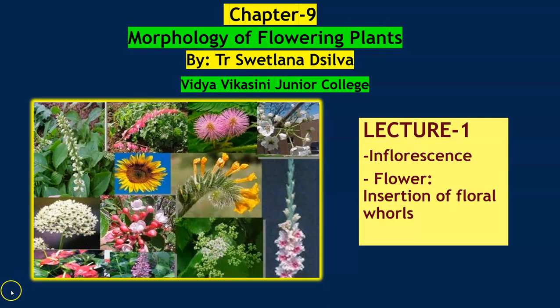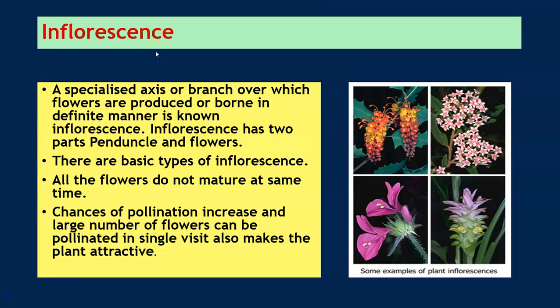So let's begin. Now students, let us understand what is inflorescence. Have a look at this image here. These are some examples of plant inflorescence. A specialized axis or a branch over which flowers are produced or borne in a definite manner is known as inflorescence. Inflorescence has two parts. It has a peduncle and flowers.